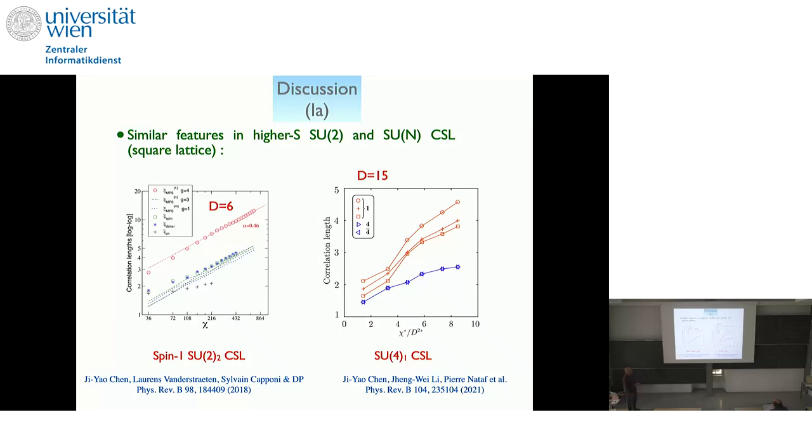We also look at the SU(N) chiral spin liquid that I described before. That's a calculation for the SU4 symmetric model using a D=15 PEPS. And again, the correlation length seems to grow without saturating. So maybe you should look at this curve here. These both are for the square lattice, but it's not restricted to the square lattice.